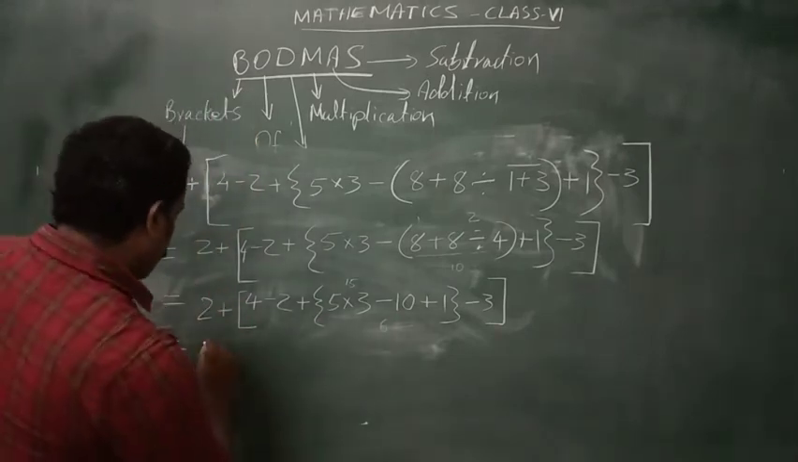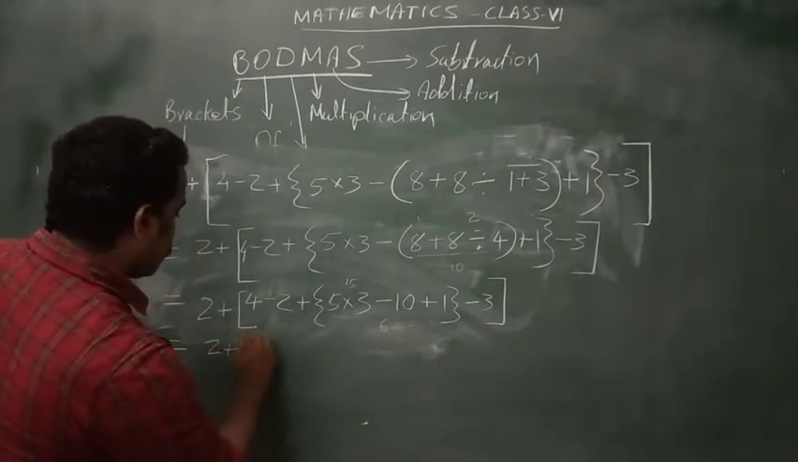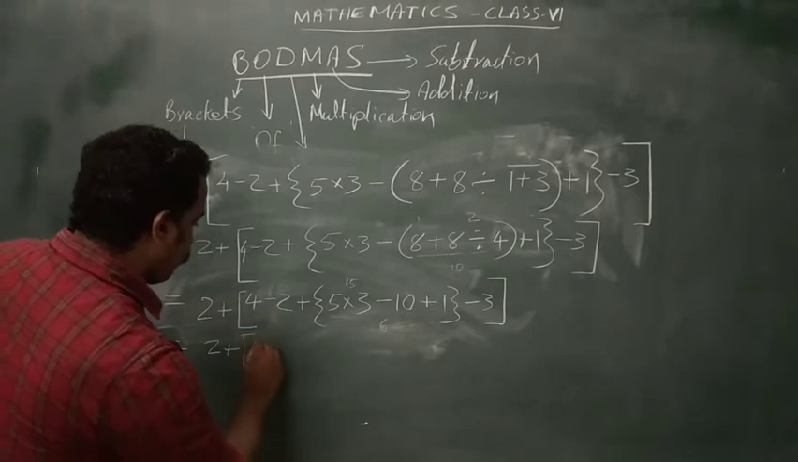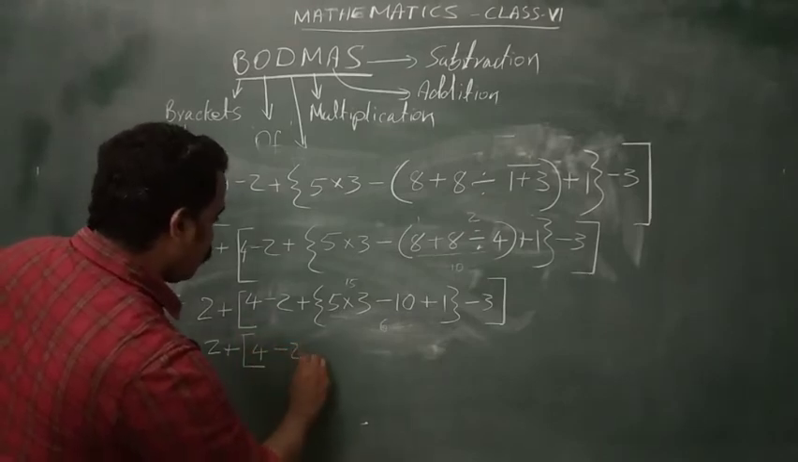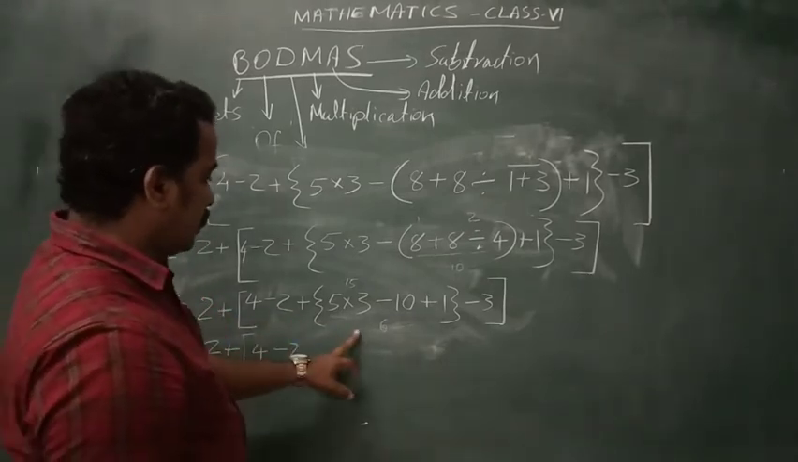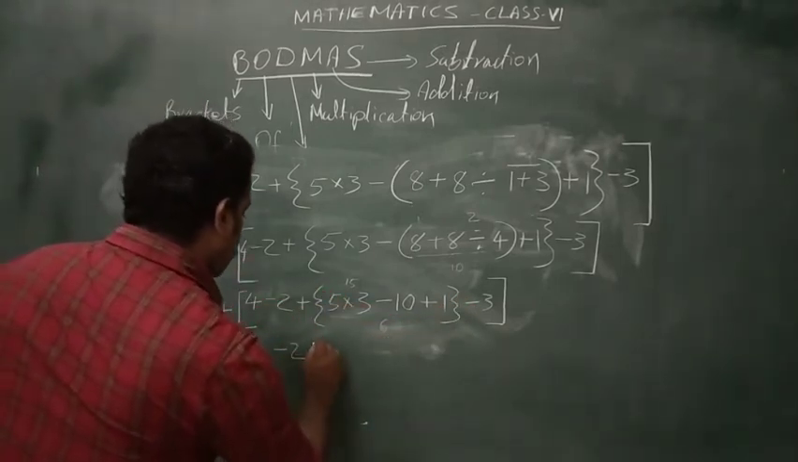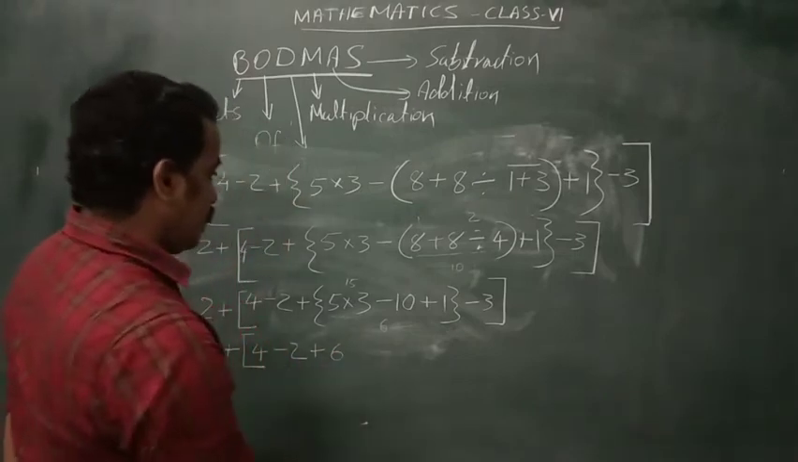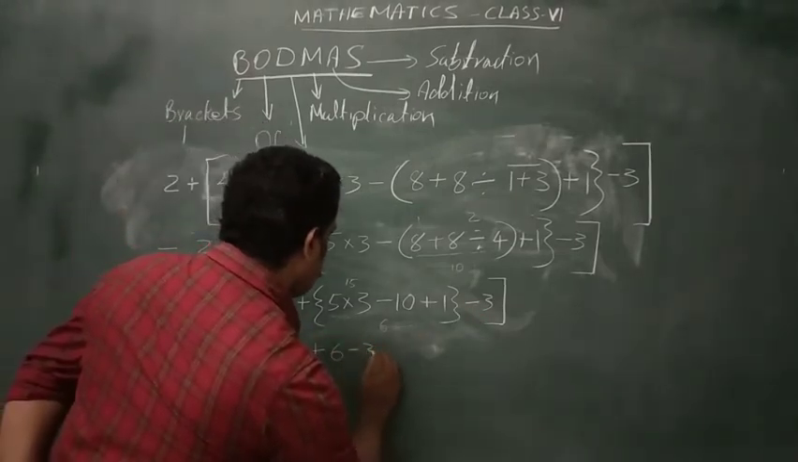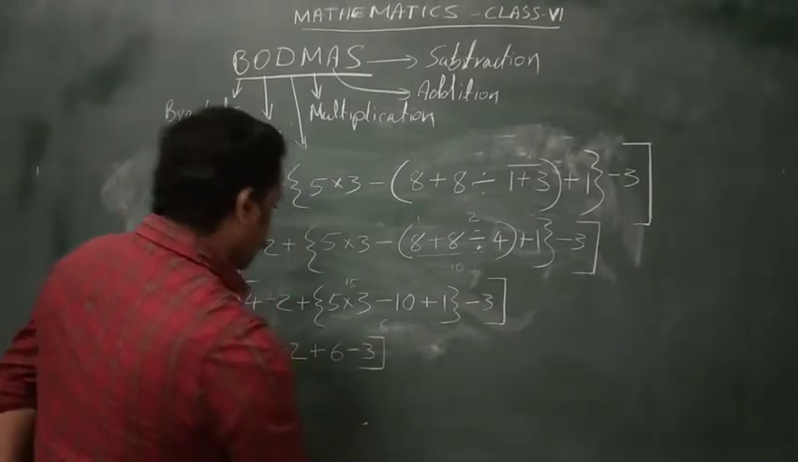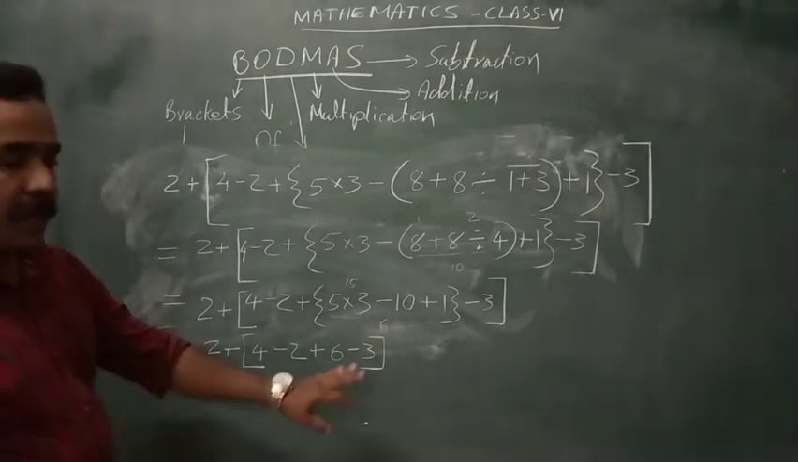So next step it will be 2 plus the square bracket. Here 4 minus 2. What is there inside the curly bracket? We got 6. So plus 6. Then outside minus 3. So square bracket. Now only the square bracket is remaining.